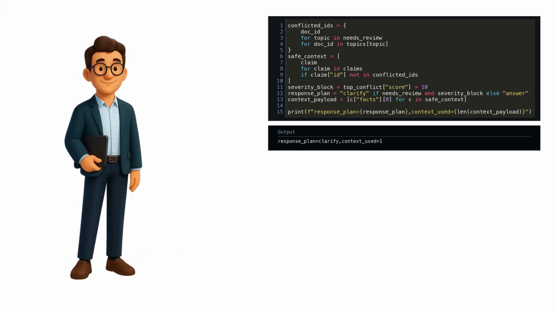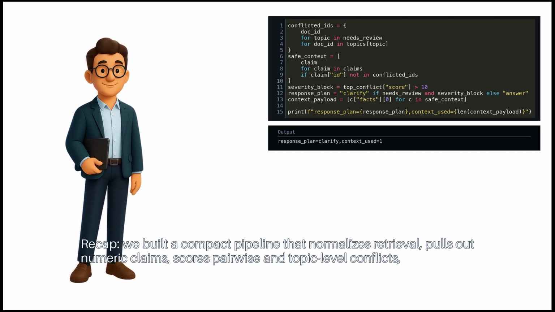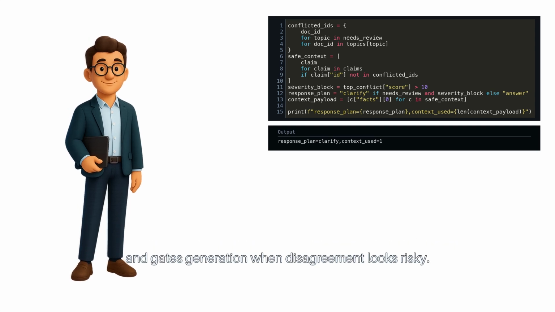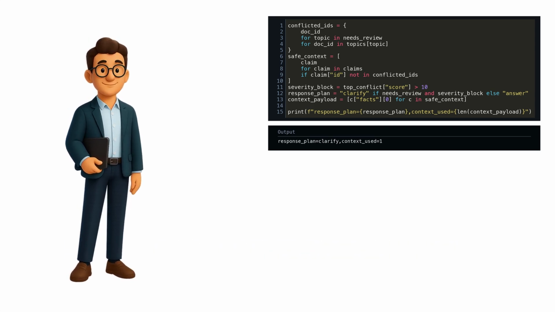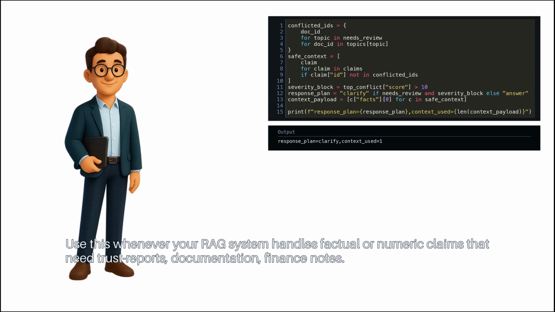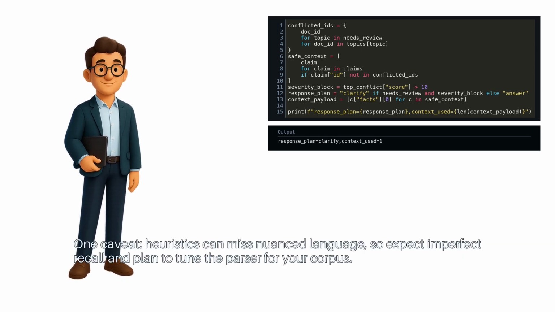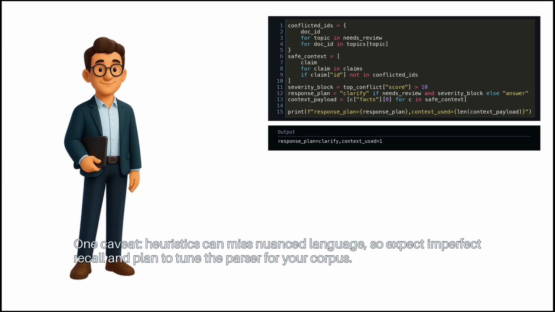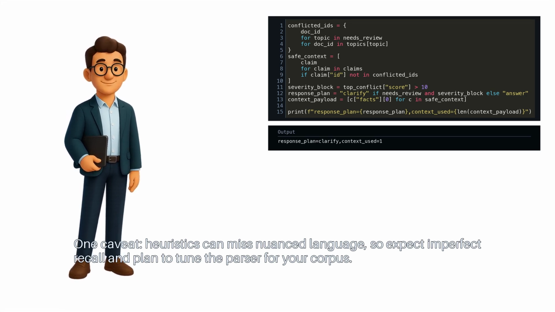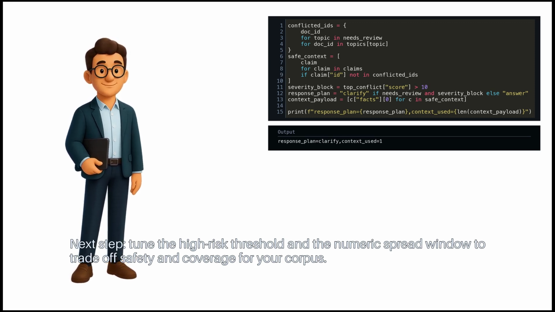Recap: we built a compact pipeline that normalizes retrieval, pulls out numeric claims, scores pairwise and topic-level conflicts, and gates generation when disagreement looks risky. Use this whenever your RAG system handles factual or numeric claims that need trust: reports, documentation, finance notes. One caveat: heuristics can miss nuanced language, so expect imperfect recall and plan to tune the parser for your corpus. Next step: tune the high-risk threshold and the numeric spread window to trade off safety and coverage for your corpus.